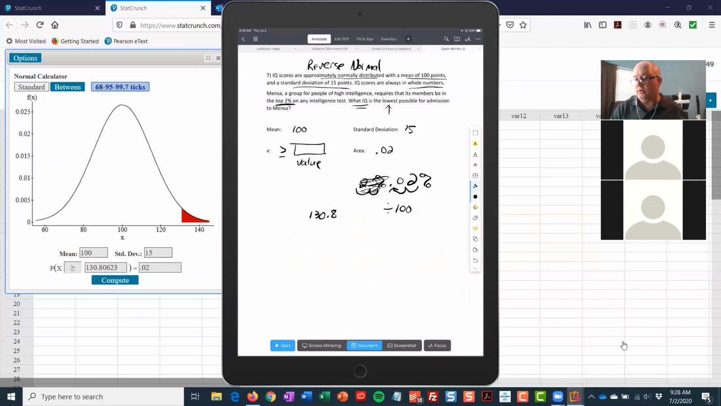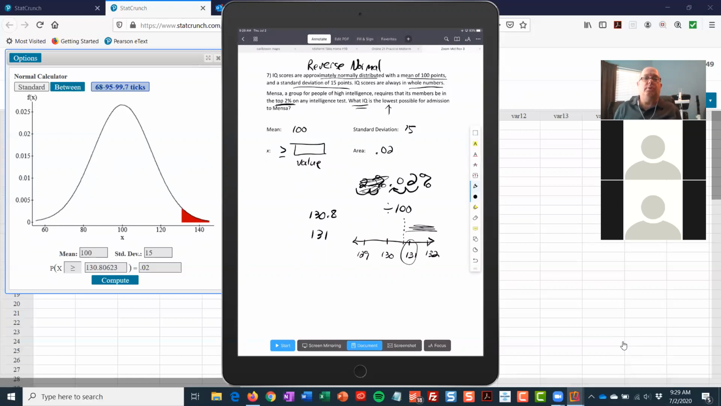The right answer is 131, but it's not for the reason that you might be thinking. Not because it's closer to 131. It's that 131 is the first value inside the shaded area. If we think about a number line of possible scores, 129, 130, 131, 132, 130.8 is right here in between 130 and 131. These are the scores that work. 131 is the first score inside that region. That's why we would round to 131. If StatCrunch had given us an answer of 130.2, we would still round up to 131.